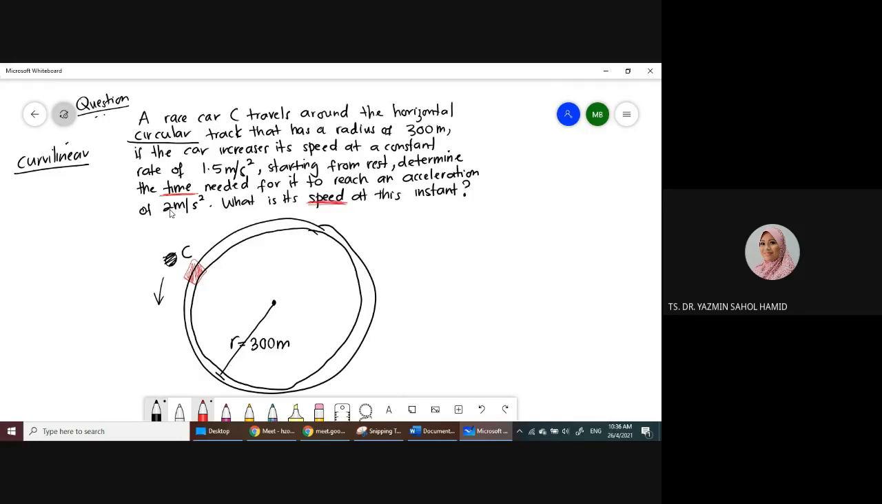So for this question, we need to find the time and we need to find the velocity. How are we going to do that? When you see this question, why isn't this question motion of projectile? Who can answer me?